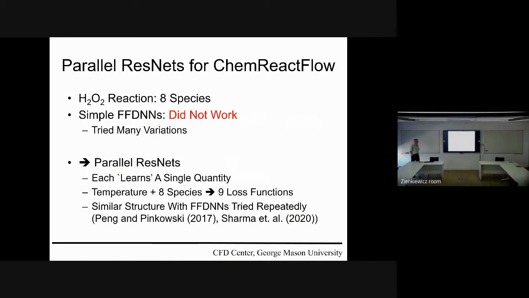Okay, so then just coming back to the 8 species, simple forward systems did not work. We tried many variations, and about half a year on this, it didn't go anywhere. Okay, so then we looked at these parallel ResNets.